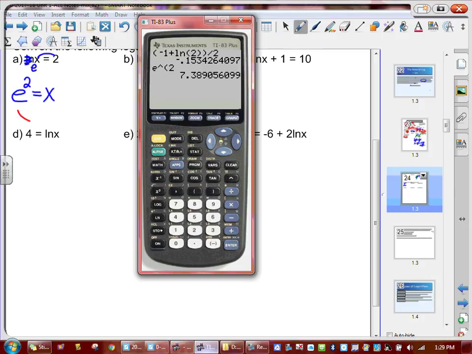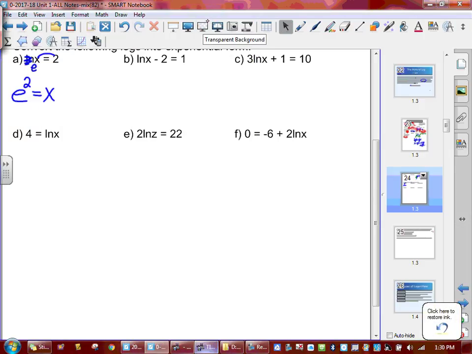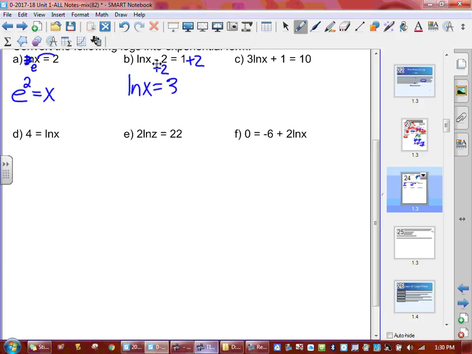Okay? Is that going okay? All right. Next question. The next one, we have something crowding our log. We want to make sure we isolate our log. If something is being subtracted, we're going to add it to the other side. So now we get ln x equals 3. Now we're able to change it back to exponential. So base e exponent 3 equals x.